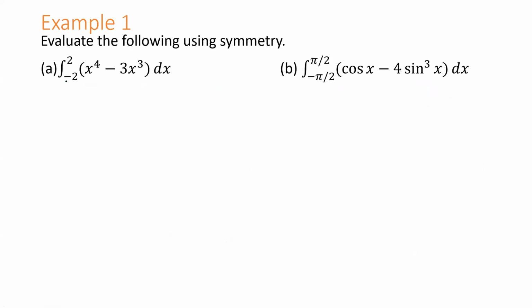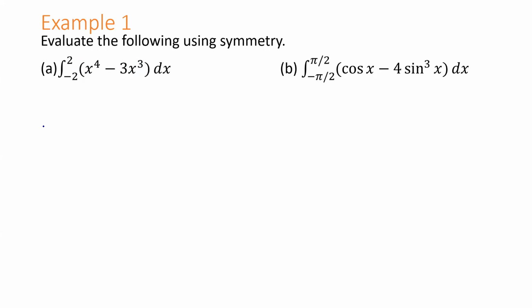So if I want to evaluate the integral from -2 to 2 of x to the fourth minus 3x cubed, notice that individually, each term here has a different type of symmetry. Like the first term, x to the fourth, that's an even function. And then the second term, 3x cubed, is an odd function. So if we want to exploit symmetry, we should look at each term separately.